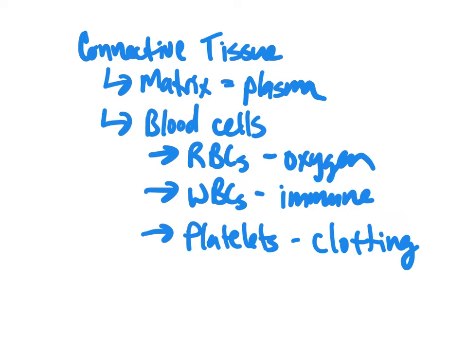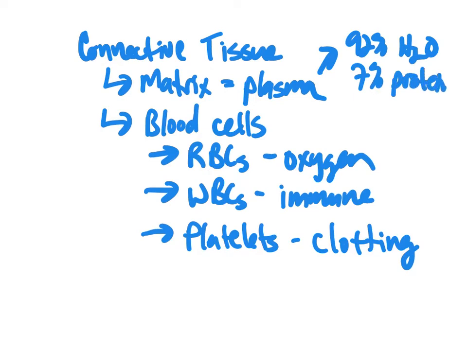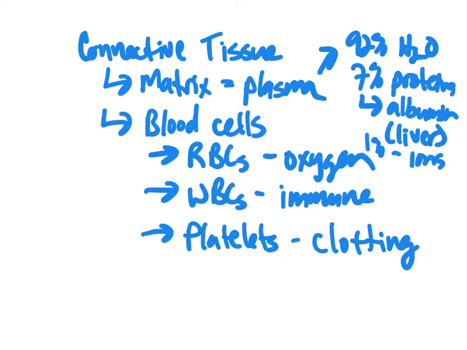But if we come back to the plasma, which is the matrix of blood, the plasma is largely composed of water. It's about 92% water. There are some proteins, about 7% proteins, and I'll just say that most of those proteins are albumin, and albumin is made largely in the liver. And then there is also, we could say, 1% that would be ions and other organic materials that are just kind of floating around in the plasma.